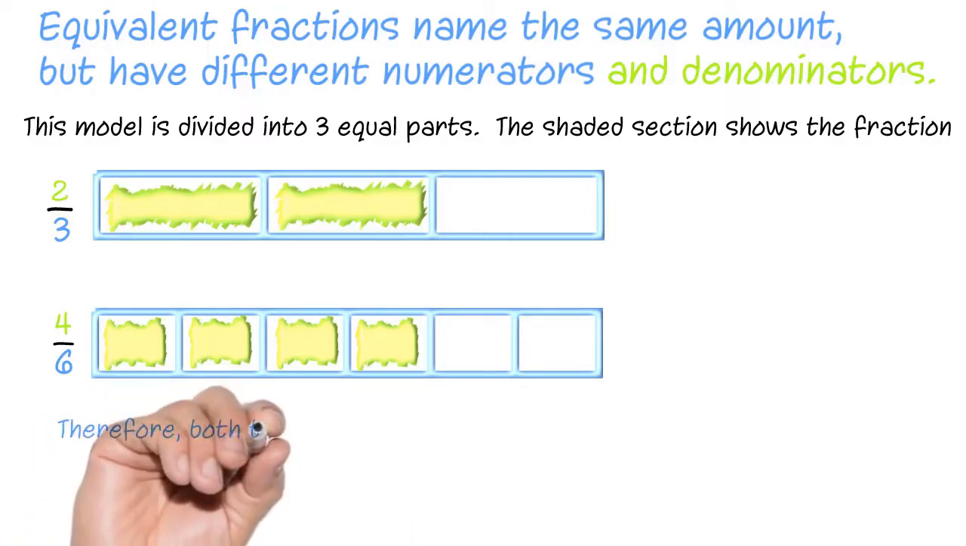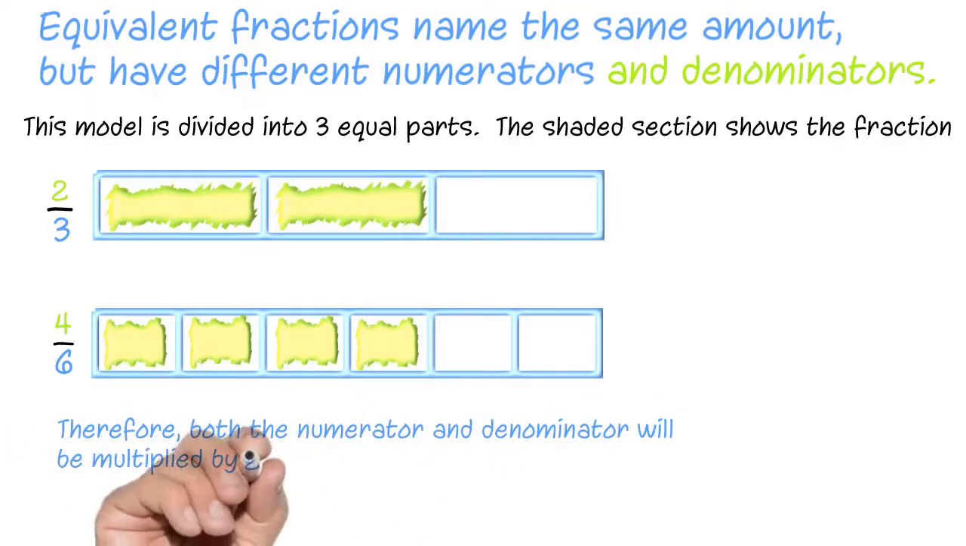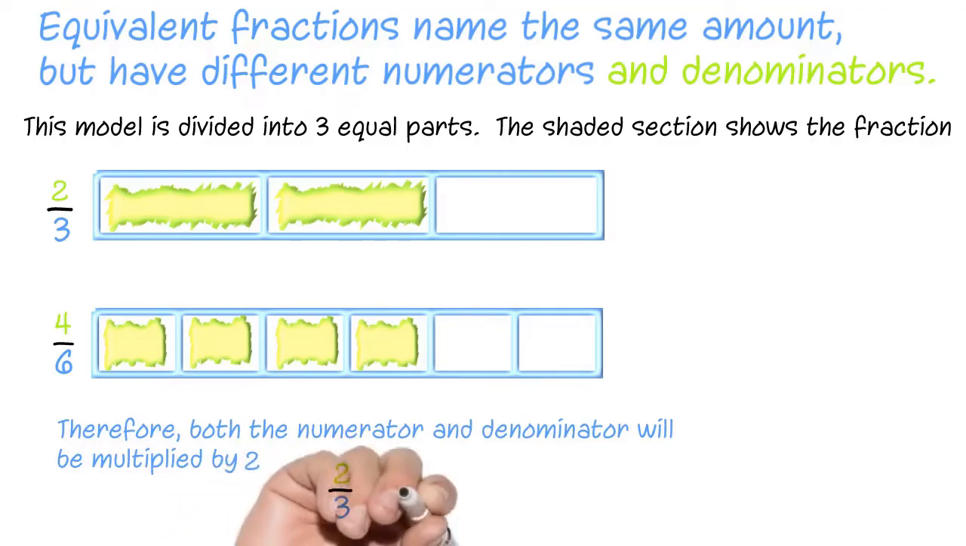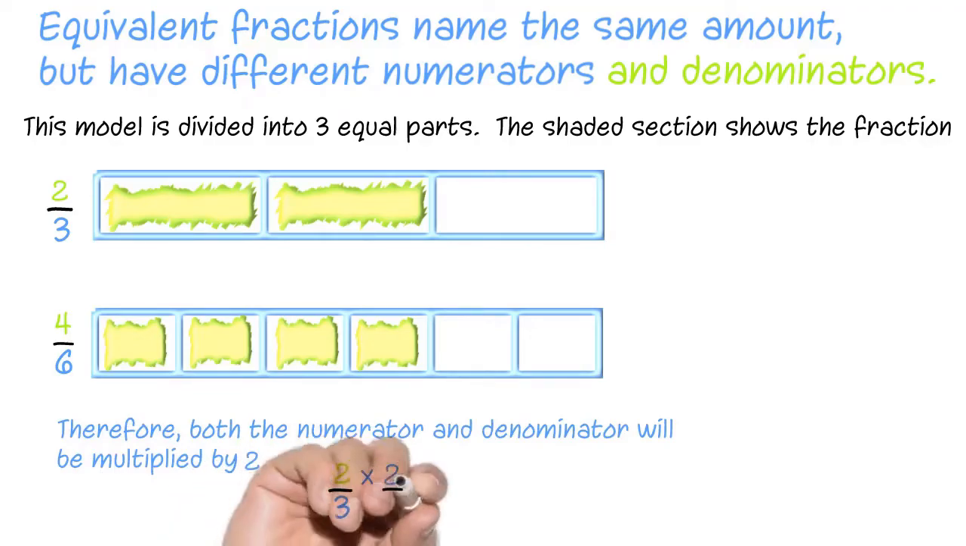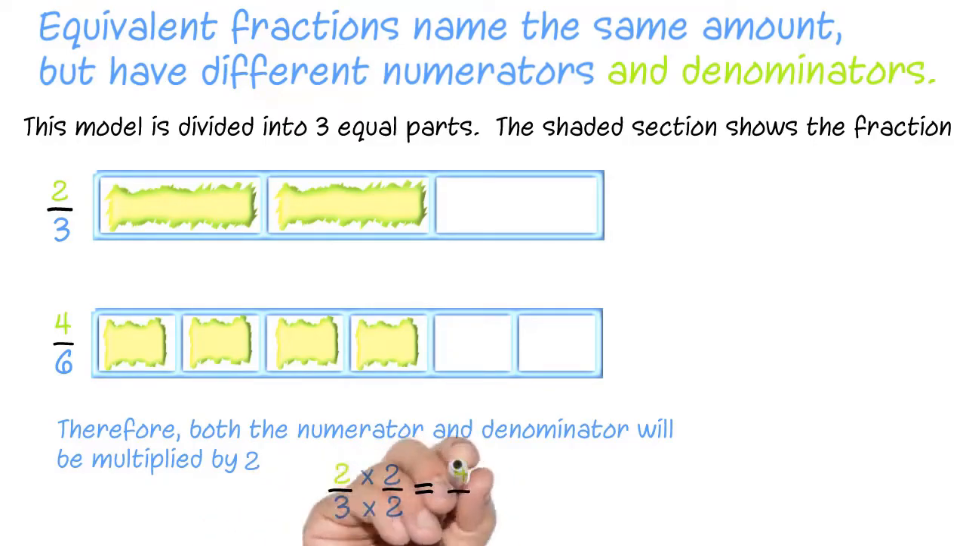Therefore, both the numerator and denominator will be multiplied by 2. 2/3 times 2/2 or 2 halves equals 4/6.